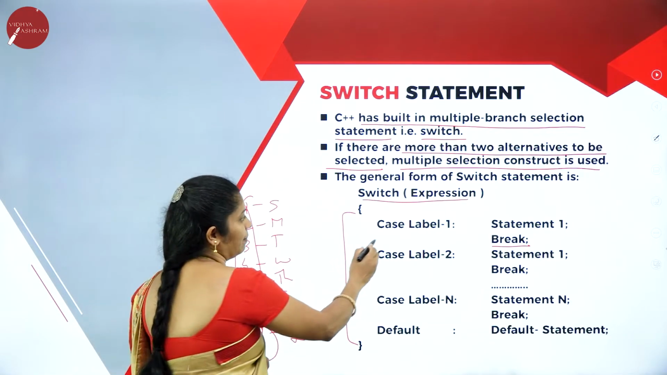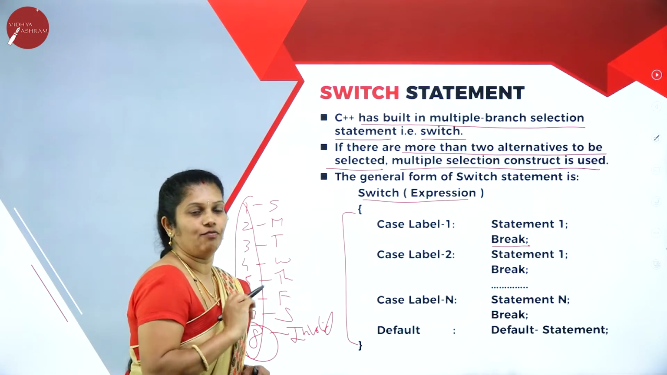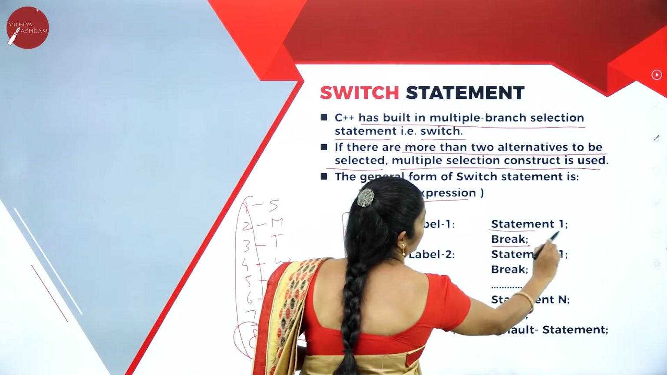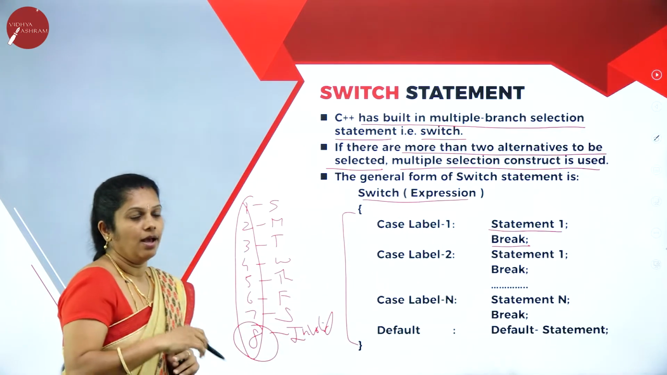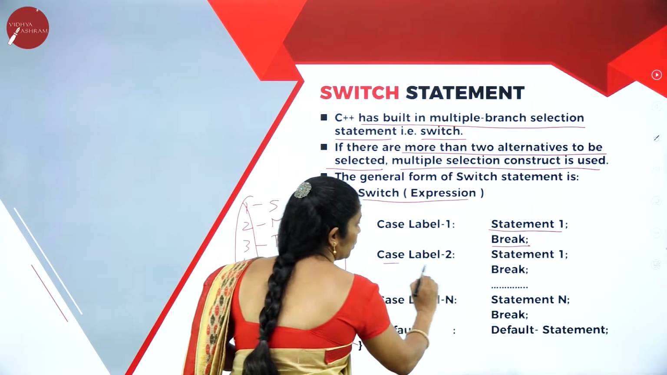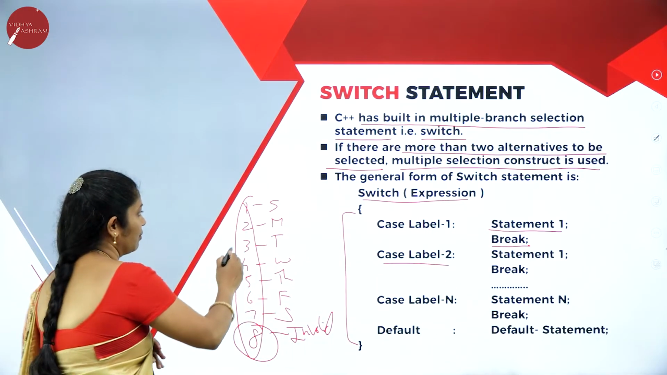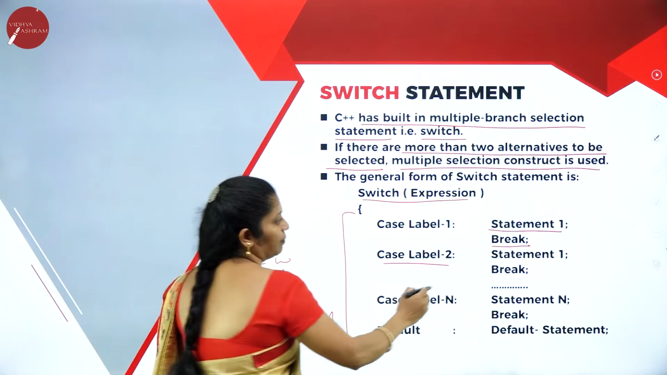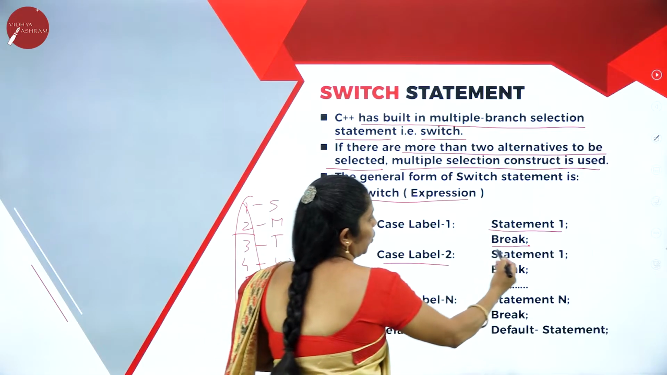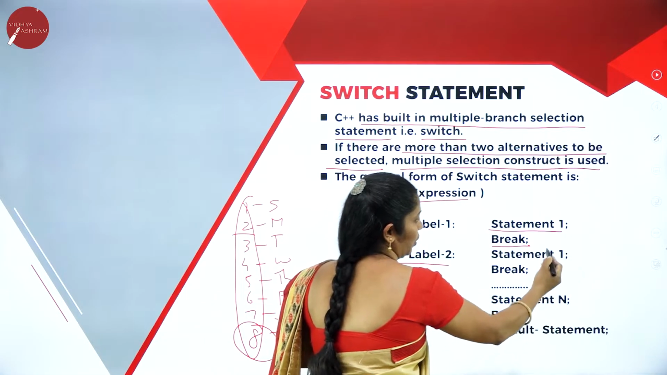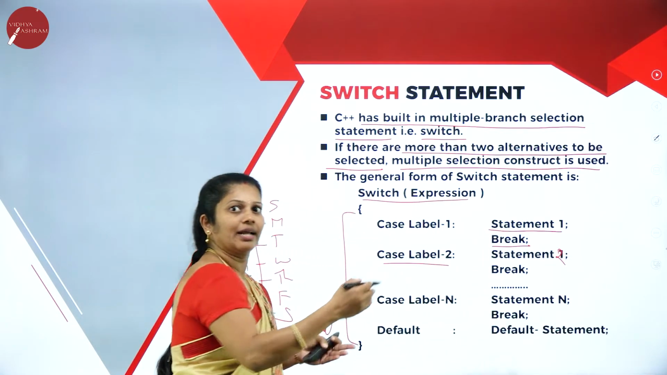Here, if I give the label, if the value is equal to 1, then statement 1 will execute, then it will come out of the loop. For example, if the case label is equal to 2, then the next statement 2 will execute, then break. Like that, 1, 2, 3, whichever statements you want, you can write here.